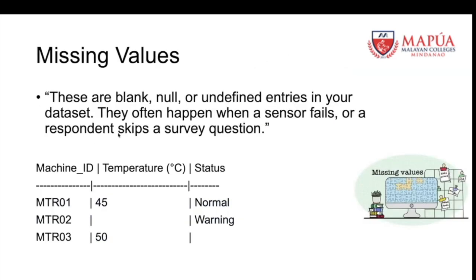Okay, missing values. These are blank, null, or undefined entries in your data set, and they often happen when a sensor fails or a respondent skips a survey question, just like what I mentioned earlier, right? So, for example, these are machine numbers, and machine number 1 gives us these outputs, and machine number 2 gave us a missing temperature value, but the status would be warning. And machine 3 would have a temperature, but the status is also missing. So do we ignore them or do we replace them?